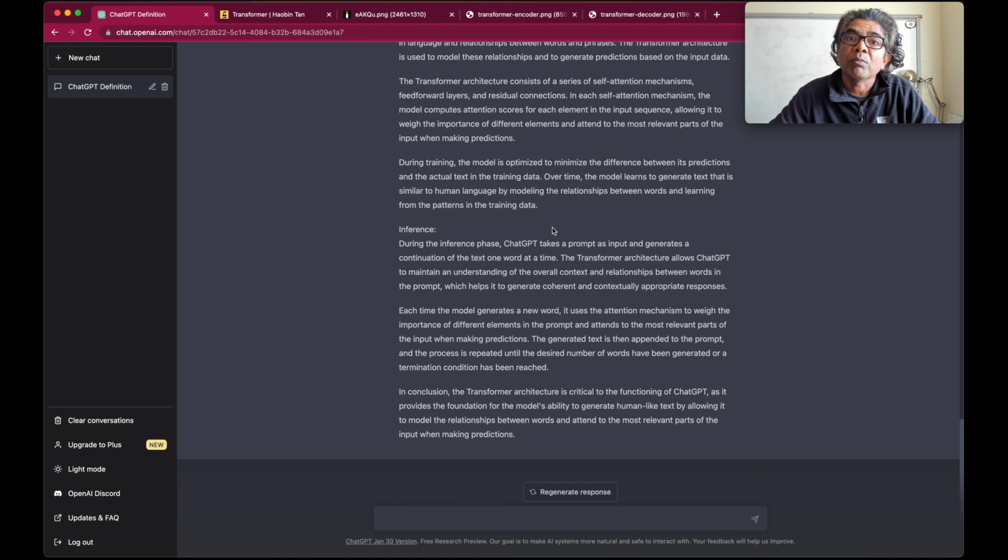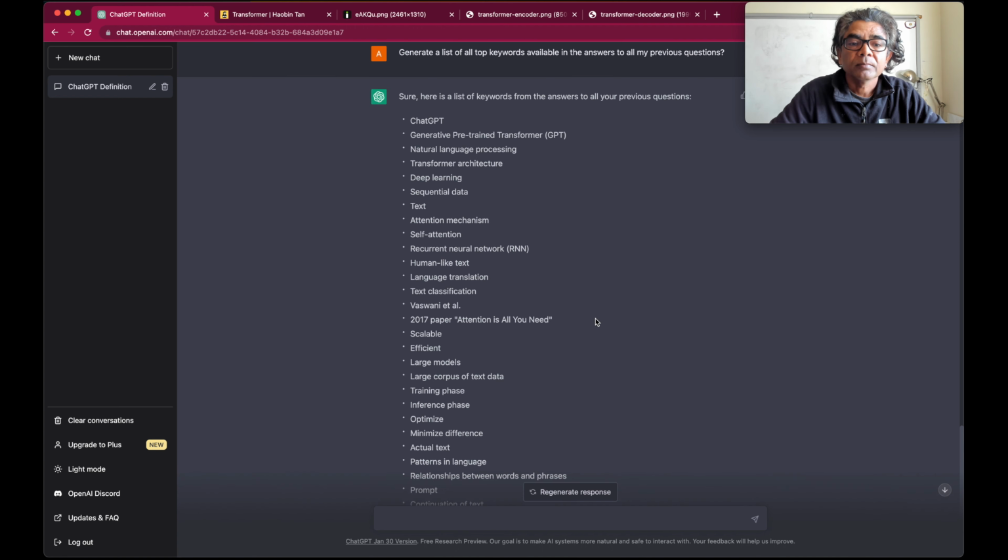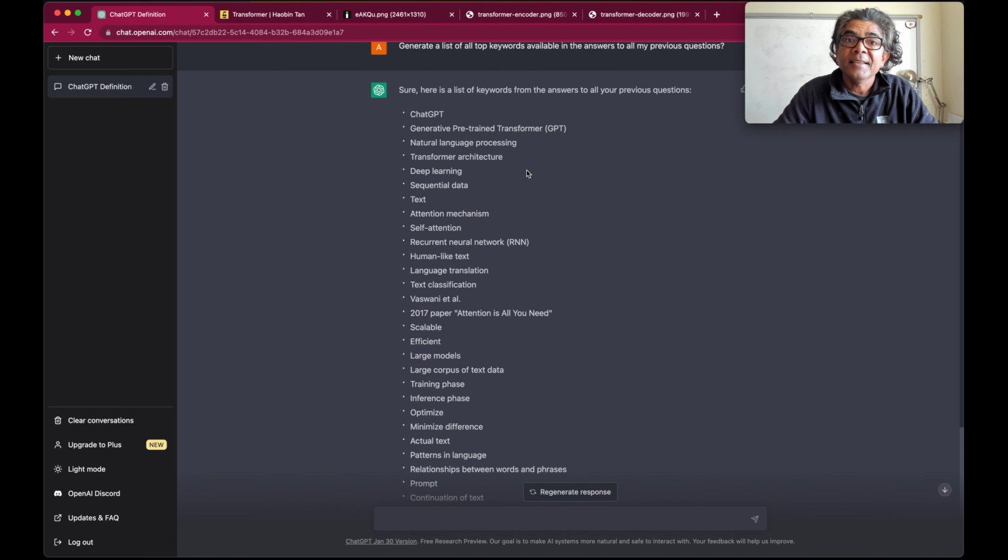As of now, we have asked lots of questions. We can actually summarize the keywords. So the question this time I'm asking is to generate a list of all top keywords available in the answers to all my previous questions. So far I have asked so many questions. I just want a list of top keywords because I could use those keywords to go a little deeper. And here is a list of top keywords available in the answers we have received from ChatGPT so far.